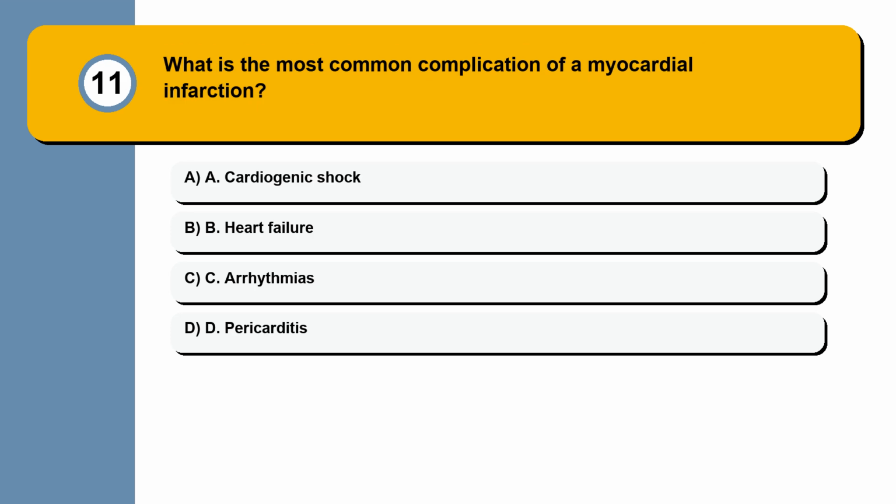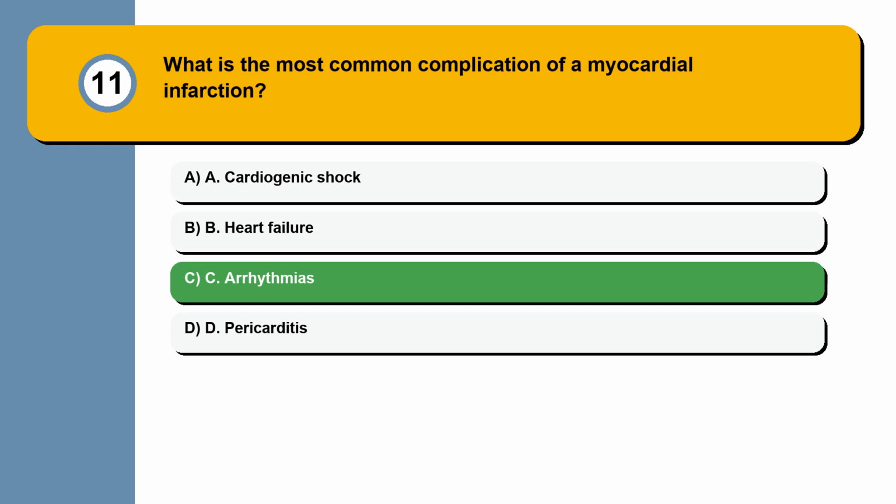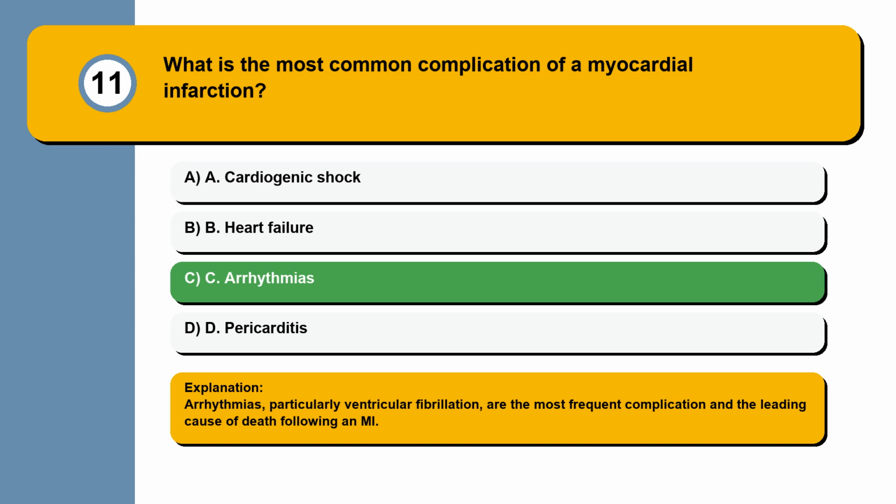Question 11. What is the most common complication of a myocardial infarction? A. Cardiogenic shock. B. Heart failure. C. Arrhythmias. D. Pericarditis. Arrhythmias, particularly ventricular fibrillation, are the most frequent complication and the leading cause of death following MI.